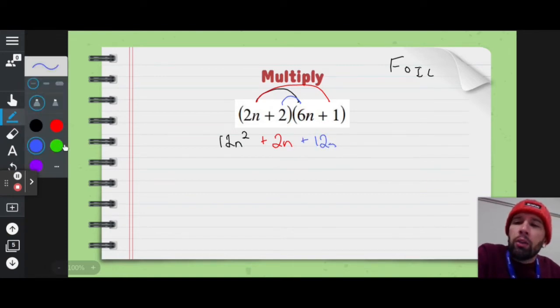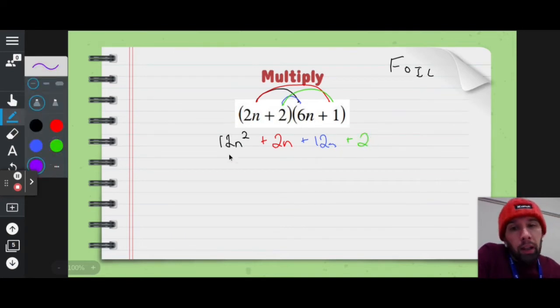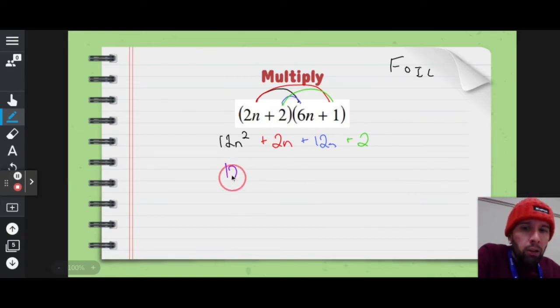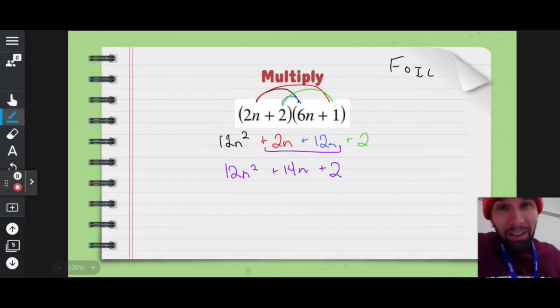And then the L stands for the last term in each parentheses. The 2 is the last one, the 1 is the last one, 2 times 1 is 2. More often than not with FOIL problems, you can probably combine like terms. There's nothing that combines with 12n squared, so 12n squared lives right there. 2n plus 12n is 14n. And 2 comes along for the ride. That's the FOIL property. I would say it's rock solid, but I guess if it's FOIL, it's more like metal solid.